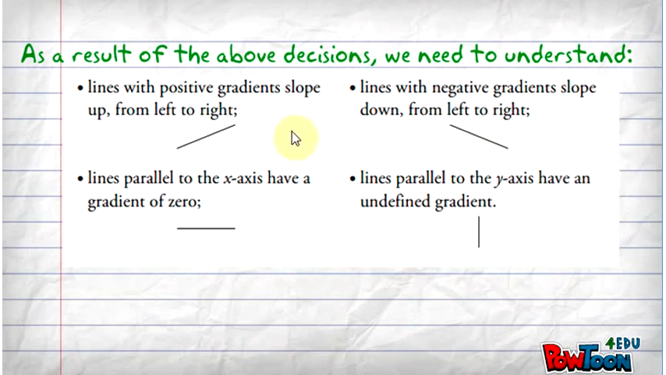And the other 2 points are lines parallel to the x-axis have a gradient of 0 because there's been no change in the y. y2 minus y1 is 0. So 0 divided by anything is 0. So the gradient of this line is 0. And the gradient of a vertical line is said to be undefined because there's been no change in the x coordinates, so you would be dividing by 0, which you can't do in maths. So we say lines parallel to the y-axis have an undefined gradient.